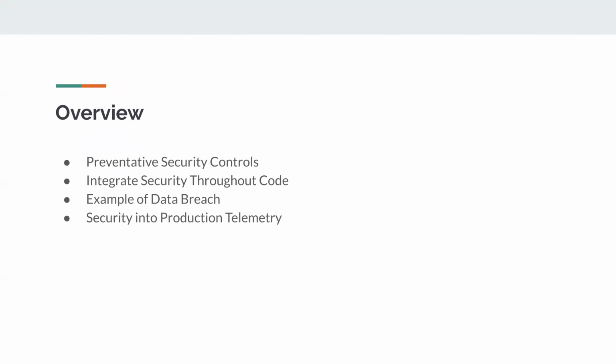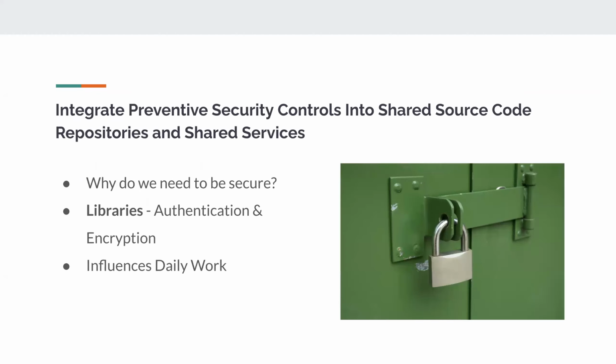Today, what we will be talking about is how to use preventative security controls, integrating security throughout our code. We'll go over an example of a data breach, and also how to implement security into production telemetry. So first, integrating preventative security controls into our shared source code and repositories and shared services. Our goal is to integrate preventative security controls into shared source code repositories and shared services.